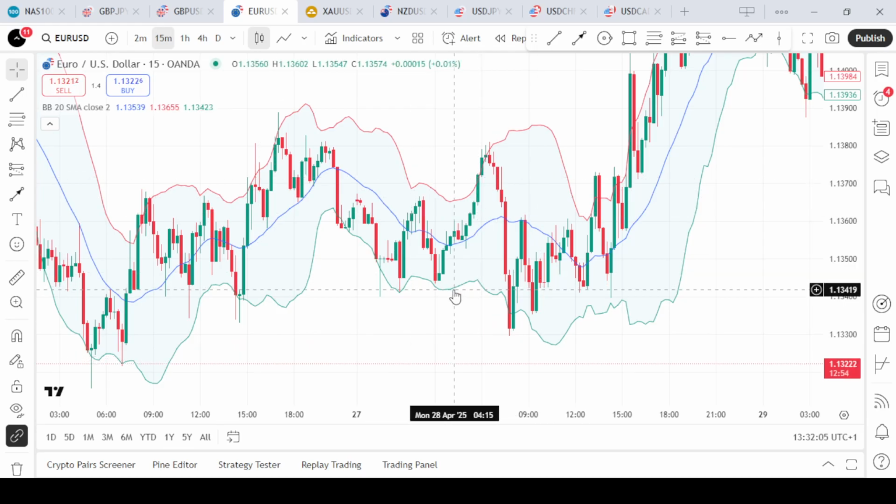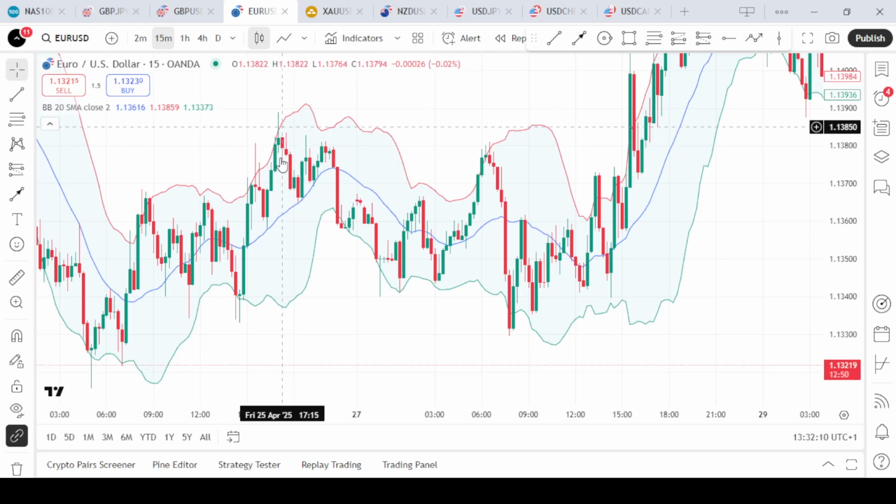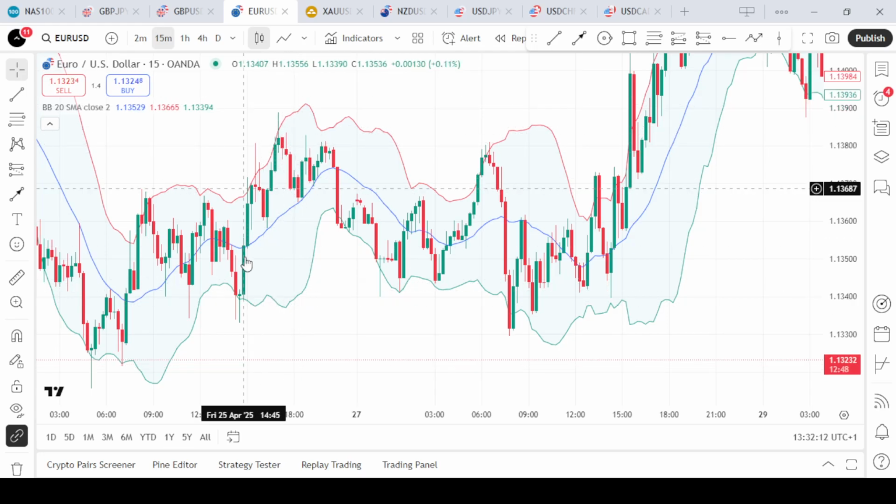The second step is to look for when price touches the outer bands, the upper or the lower band.